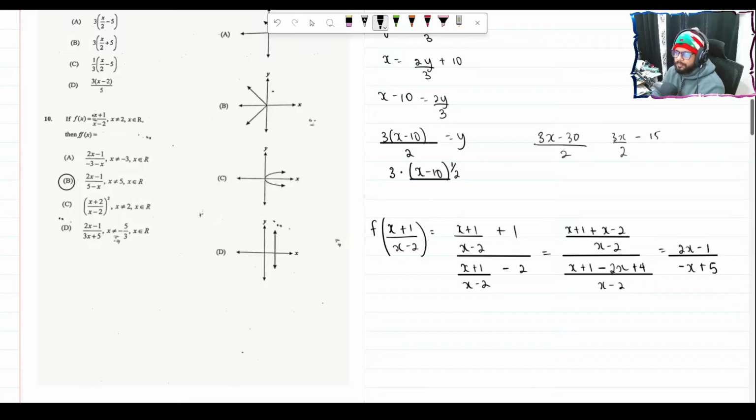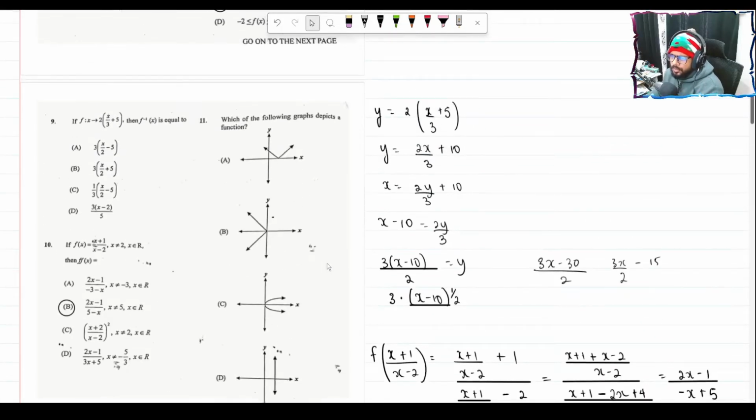We go to the next question. Which of the following graphs depicts a function? A function will pass the vertical line test. Bam shot, you pass the vertical line test, we good to go. If you don't, you cut twice, you cut an infinite number of times. So we good to go.